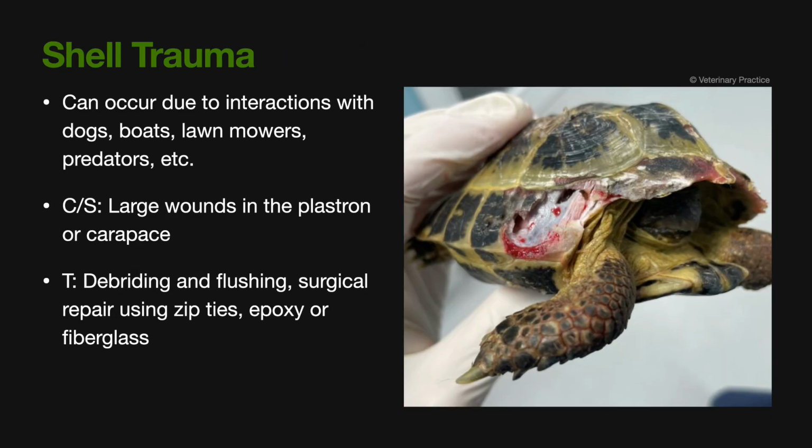Shell trauma can occur due to interactions with dogs, boats, lawnmowers, predators, etc. It can result in large wounds in either the plastron or the carapace, or both. Treatment involves debriding and flushing, followed by surgical repair using things like zip ties, epoxy, or fiberglass.